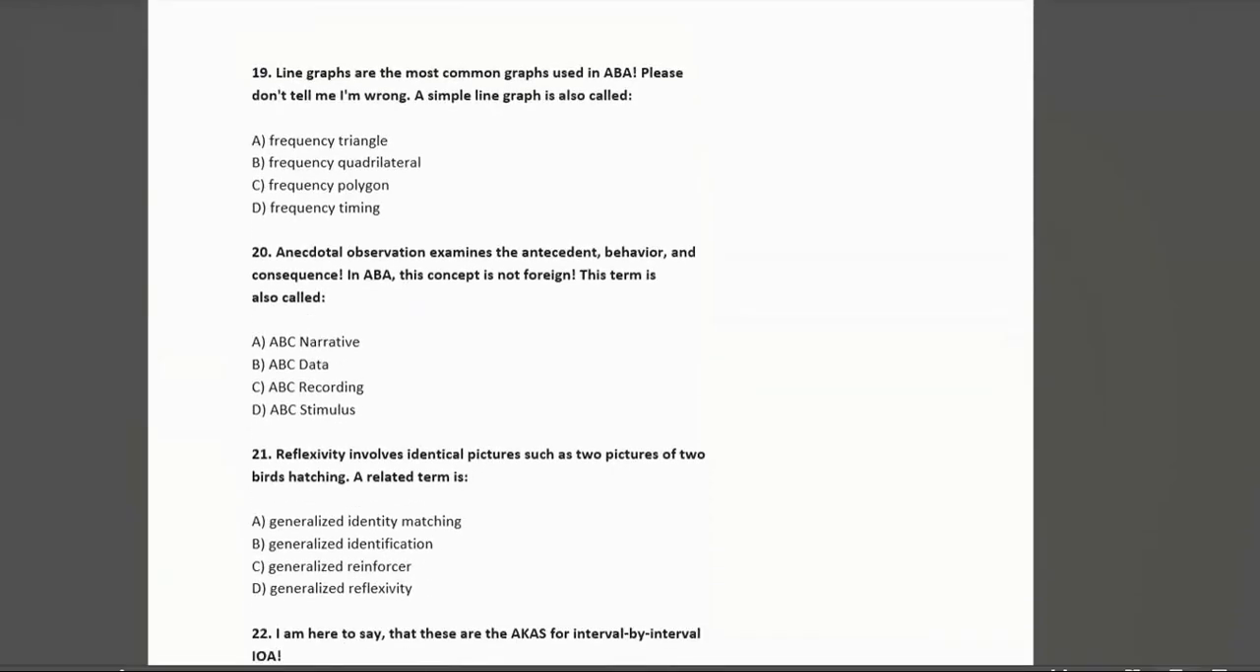Line graphs are the most common graphs used in ABA. Please don't tell me I'm wrong. A simple line graph is also called... Please don't tell me I'm wrong. Okay, C, frequency polygon. Frequency polygon.